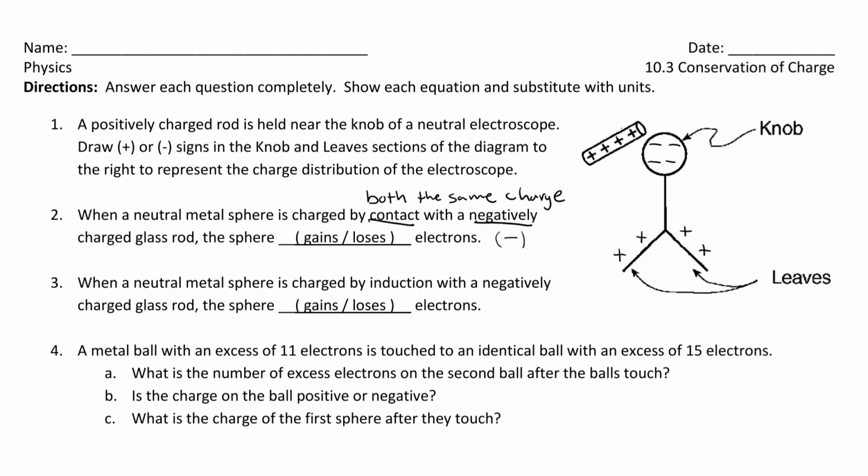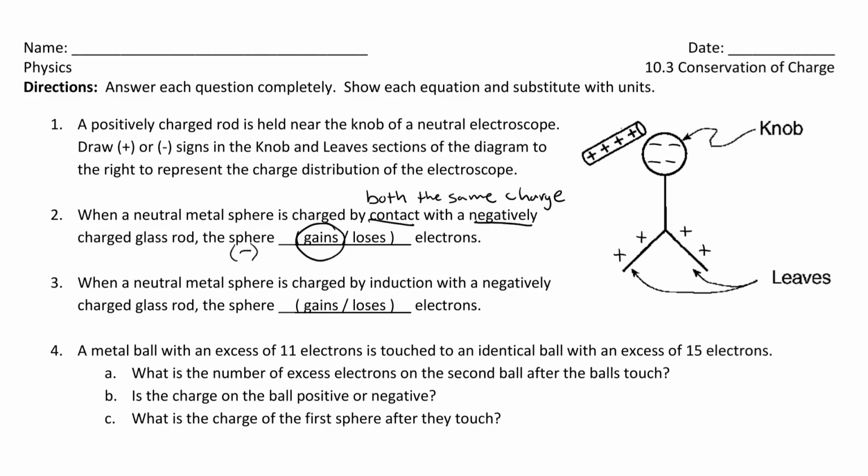So the glass rod, the sphere becomes negative. Let me draw that over here. And if the sphere is negative, that means it gained electrons, right? Because electrons themselves are negative. So now we have an excess of electrons, so it gained electrons.